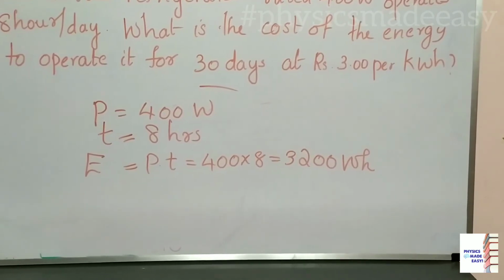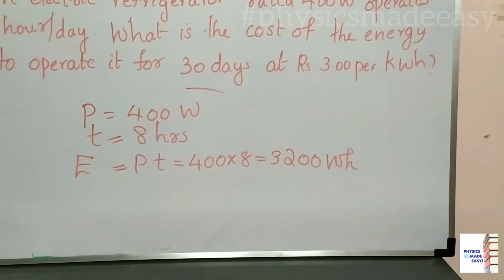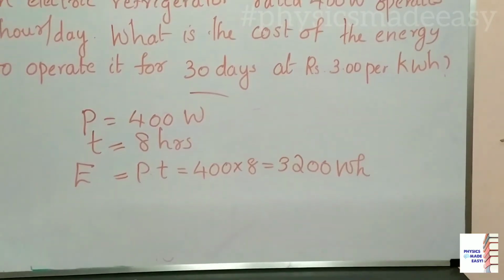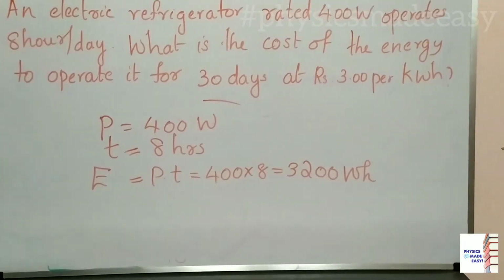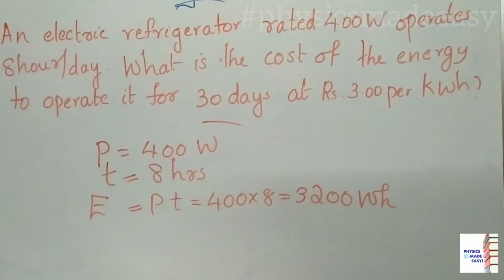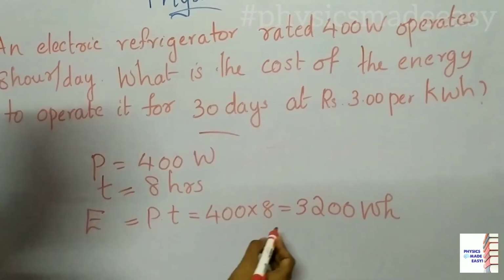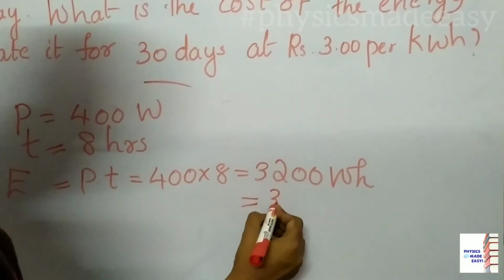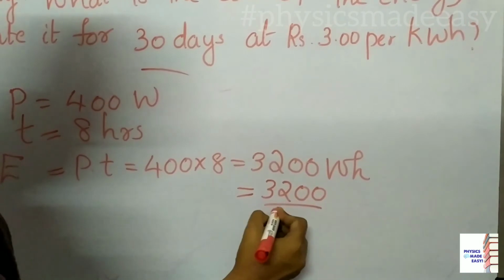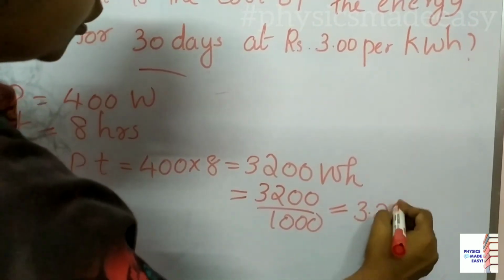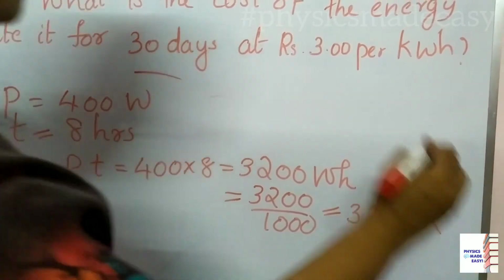Now we have to find the cost of energy to operate it for 30 days at rupees 3 per kilowatt hour. So here you have to convert this watt hour into kilowatt hour. You know children, we have to consider the units. Kilowatt hour is commonly known as a unit. So here we have to convert that into kilowatt hour. How to convert? Divide by 1000. Then you will get this as 3.2 kilowatt hour.